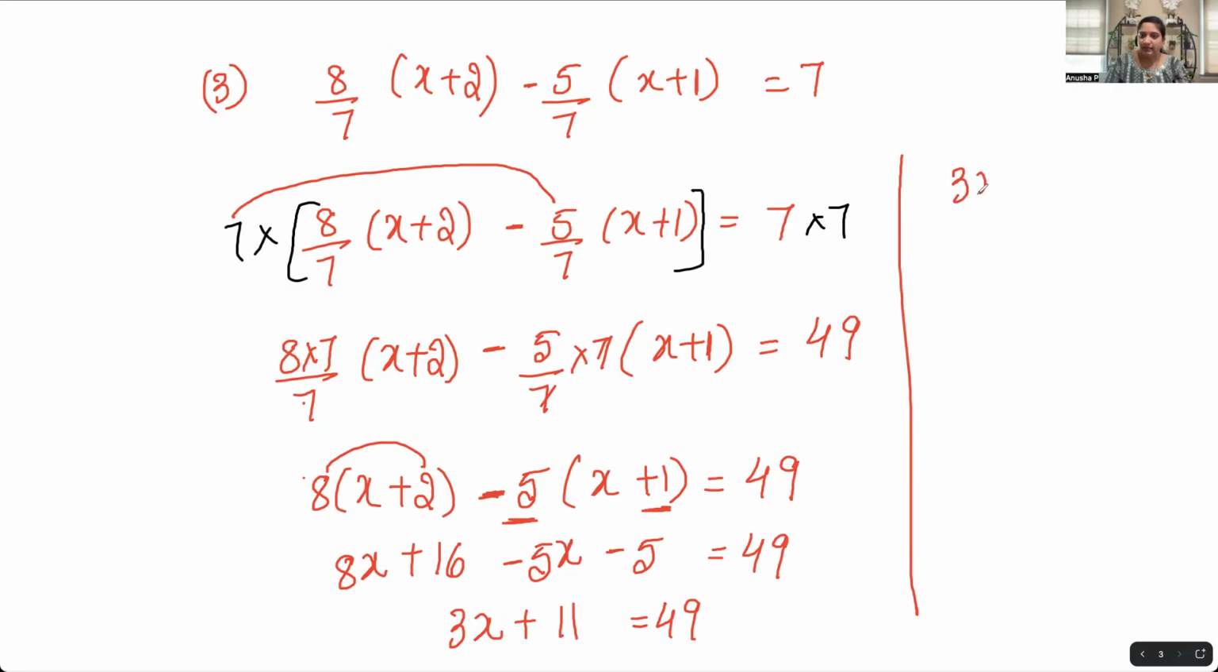Now 3x plus 11 equal to 49. Subtract 11 on both the sides. 3x is equal to 38. So x is equal to 38 divided by 3.